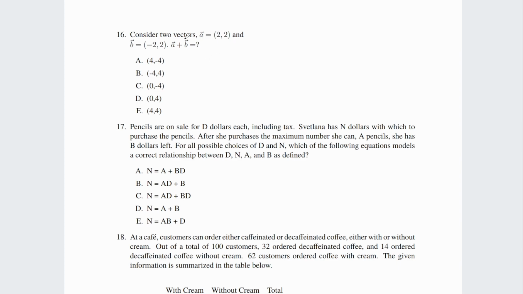But really, at this level, adding vectors is very simple. We can say 2 plus minus 2 is going to equal 0, and 2 plus 2 is going to equal 4. Simple enough. Our answer choice is D.